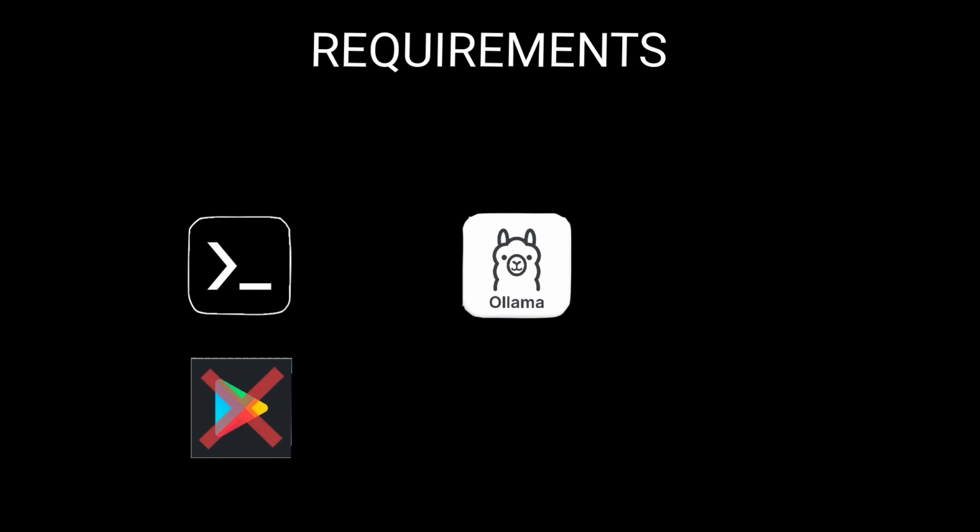Second, a free API key from an LLM provider. In this video, I'm using Llama Cloud, which gives you a free API key with no credit card required. You can also use any other supported LLM provider. Just create a free account and grab your API key. We'll need it in a few minutes.